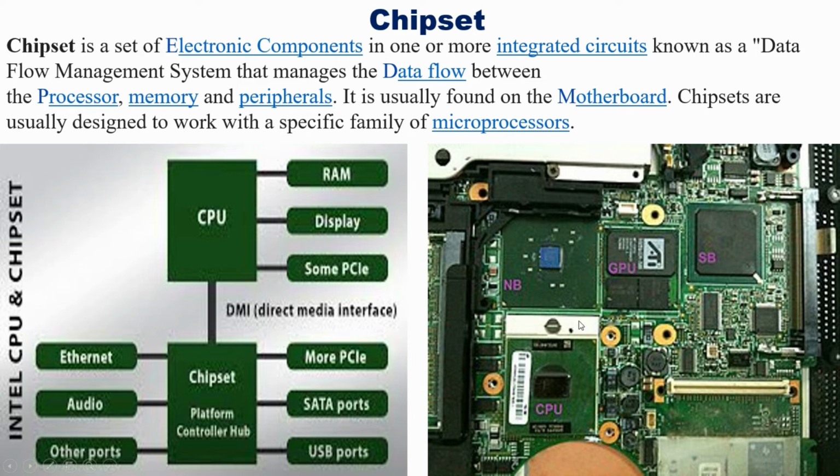This is a typical example of a motherboard. This is the CPU. This is the North bridge. This is the South bridge. This is the block diagram of a processor and its components. This is the chipset, which contains the North bridge and the South bridge. These are the components connected to the chipset: the PCIes, the SATA port, the USB port, other ports, the audio port, and the Ethernet port. While the primary memory, the display, and some PCIes are connected directly to the processor.